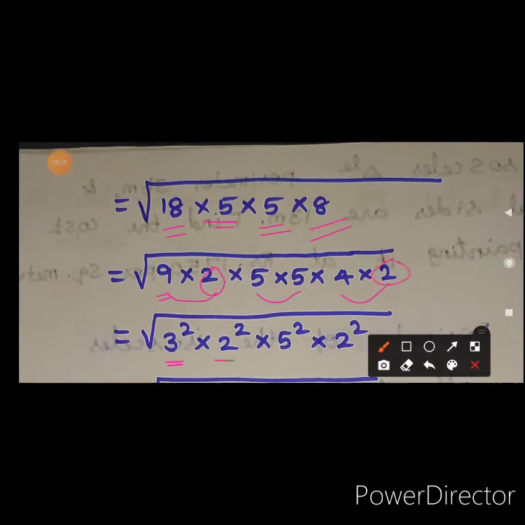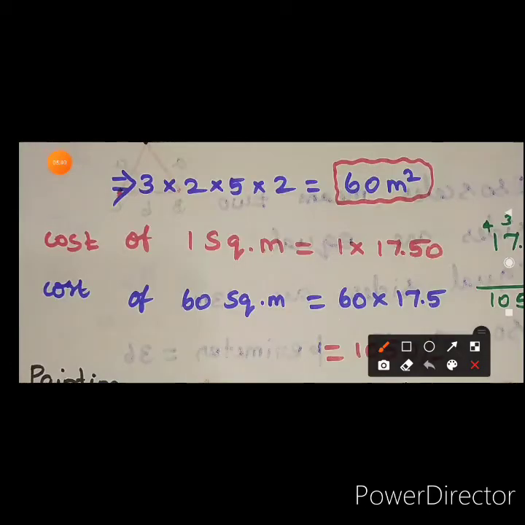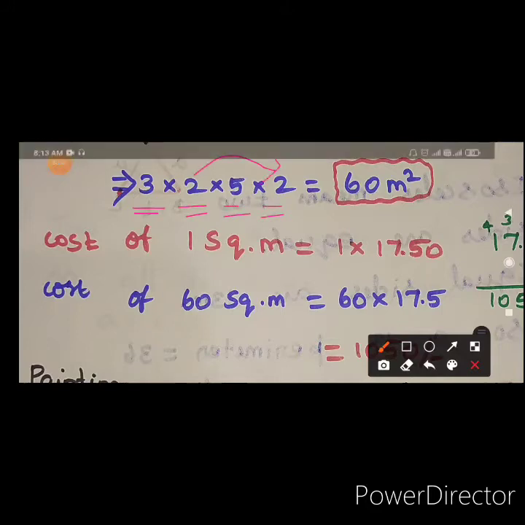Into 2 square, 5 into 5, 5 square. 4 is equal to 2 square, so I put 2 square. So we are removing the square root. So 3, 2, 5 and 2. 3 into 2, 6, 6 into 2, 12, 12 into 5 is equal to 60. The area is 60 meter square.